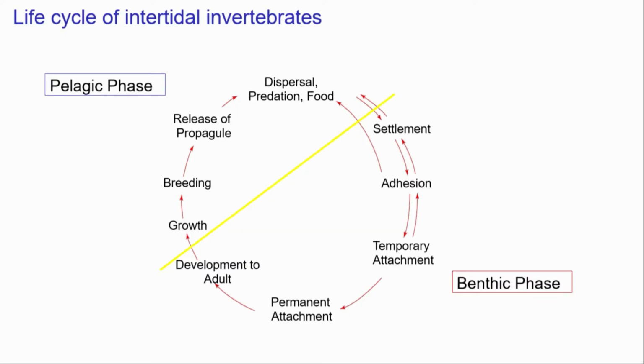Most intertidal invertebrates have a biphasic life cycle. In the benthic phase, they attach themselves to a substratum. That means there is a settlement process, then adhesion, a temporary attachment, then permanent attachment, and then they develop into an adult. All this takes place in the attached phase, that is the benthic phase. Then the developed adults release larvae, and when they release the larvae, they are in the planktonic form.